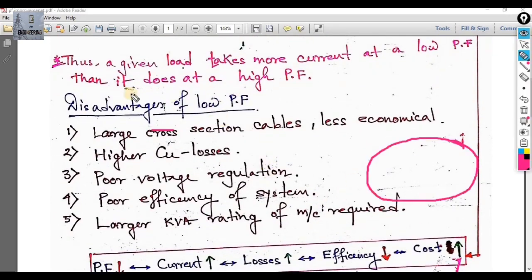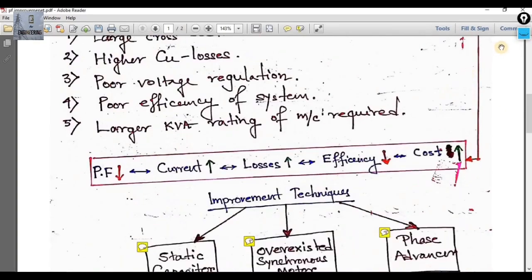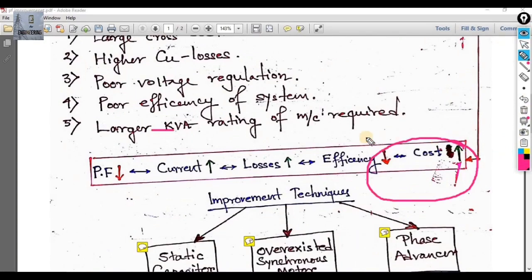Thus you can see that in a given load, the load takes more current at a low power factor than it does at a high power factor. That is the main funda, the disadvantage of low power factor. If power factor is getting low, then the current is getting high.